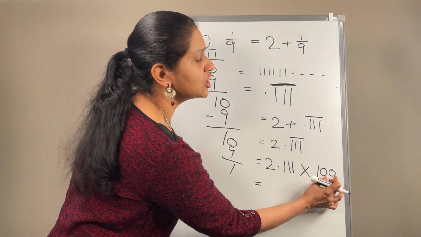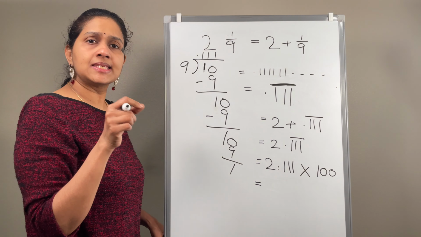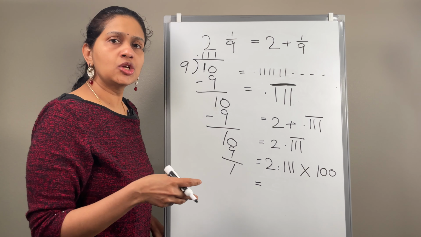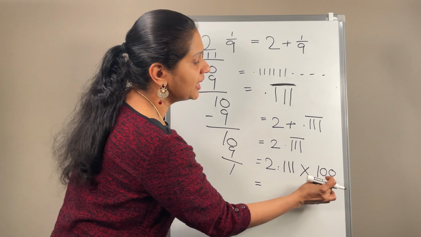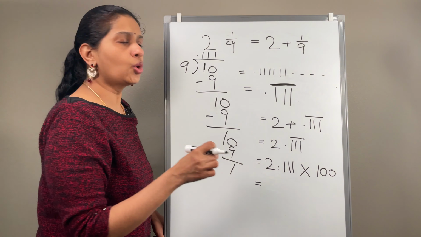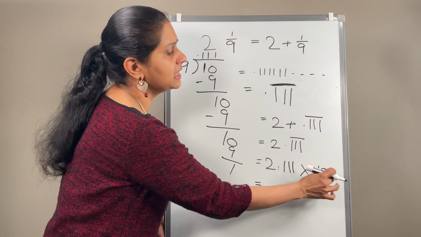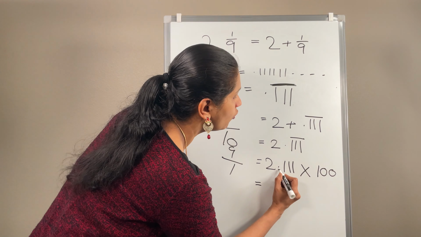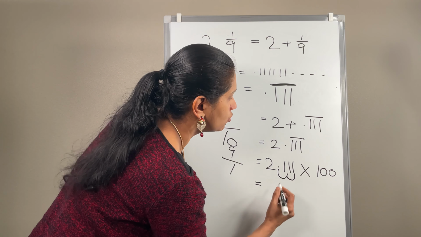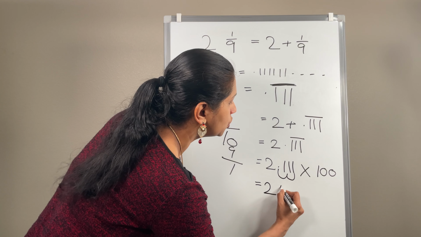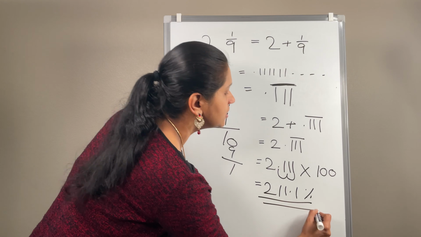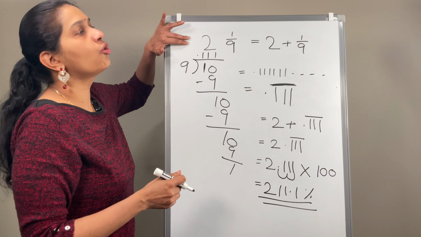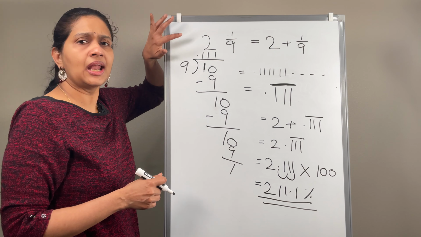If there are 2 zeros, then you have to move the decimal 2 points. If there are 3 zeros, you have to move the decimal 3 points to the right. So depending on the number of zeros, you have to move the decimal. Here there are 2 zeros. So I am simply moving this decimal 2 points, which means it's going to be 211.1%. So this is the percentage form for the mixed number 2 1 by 9.